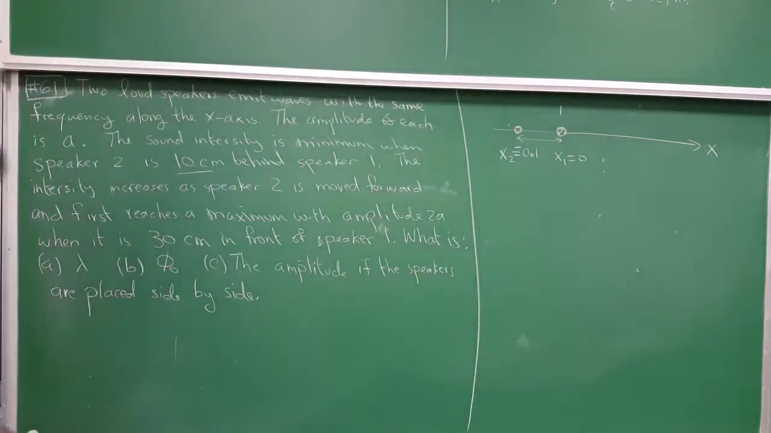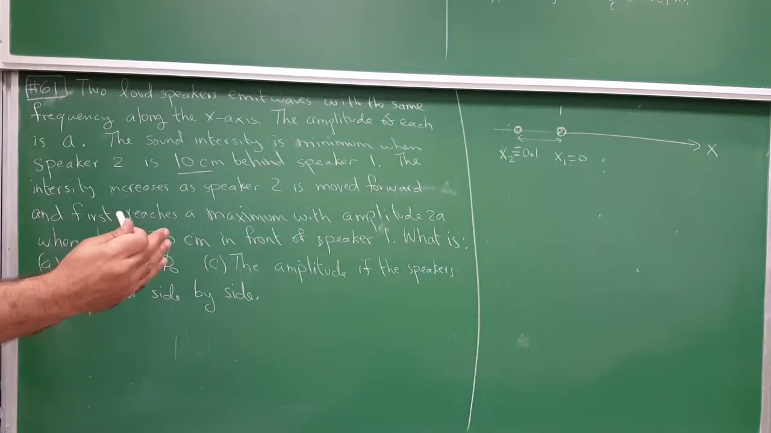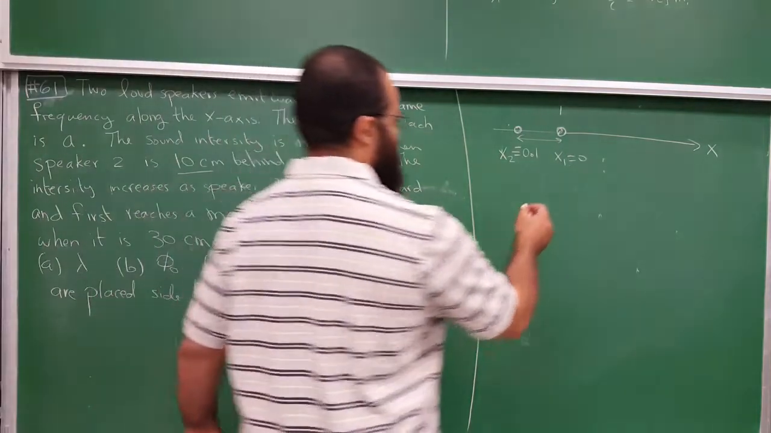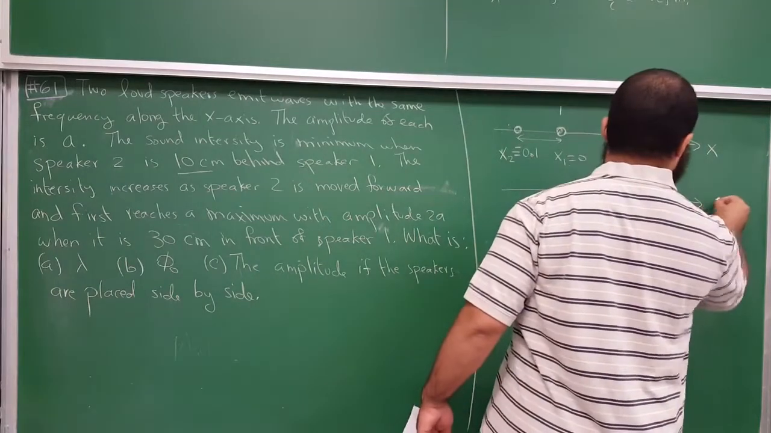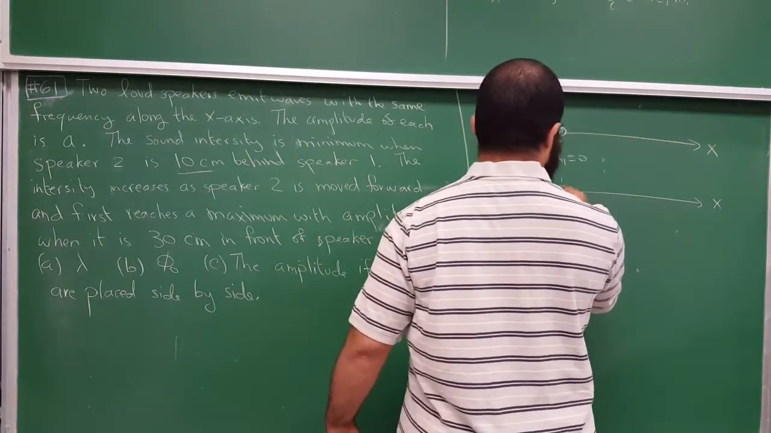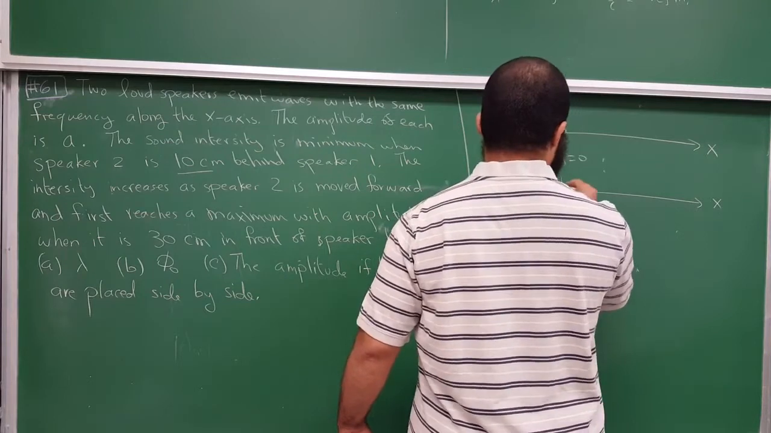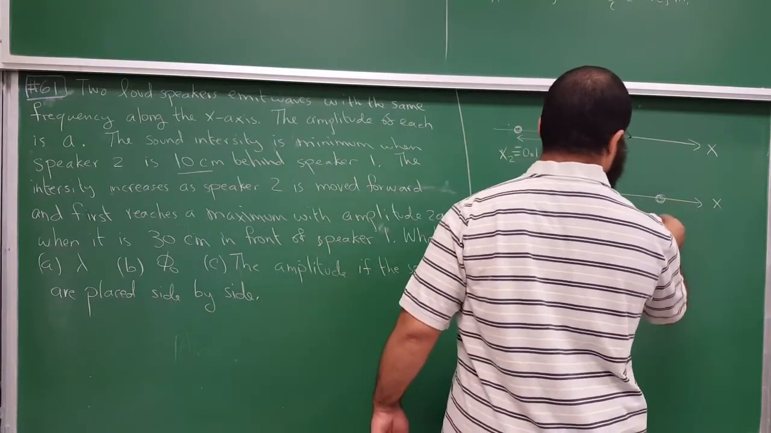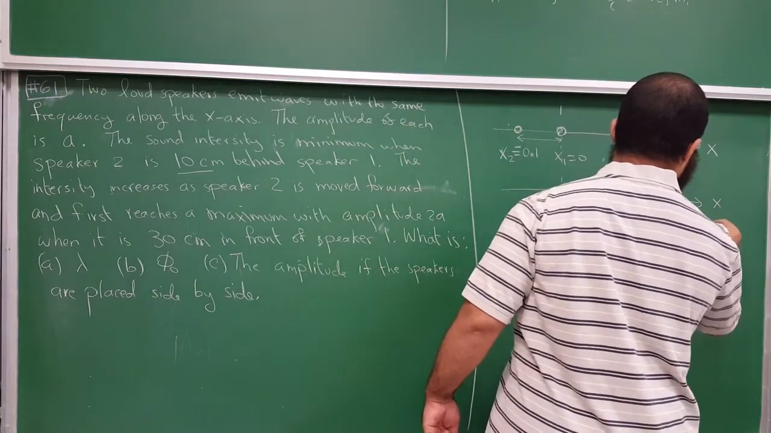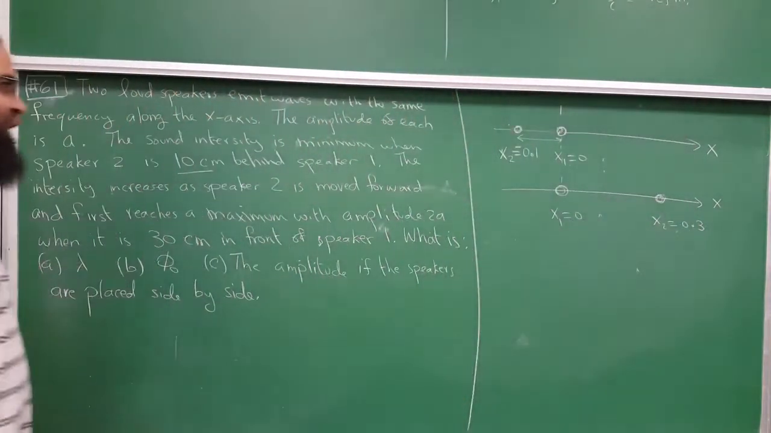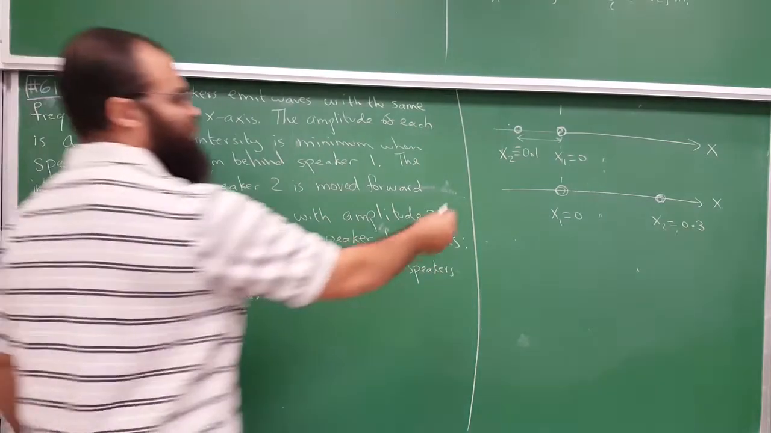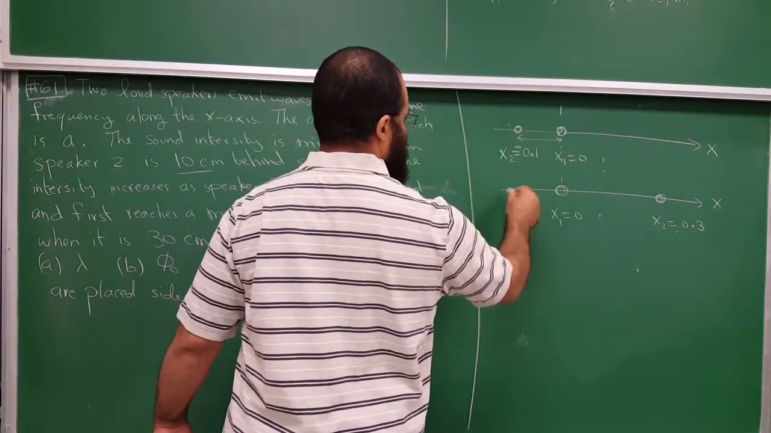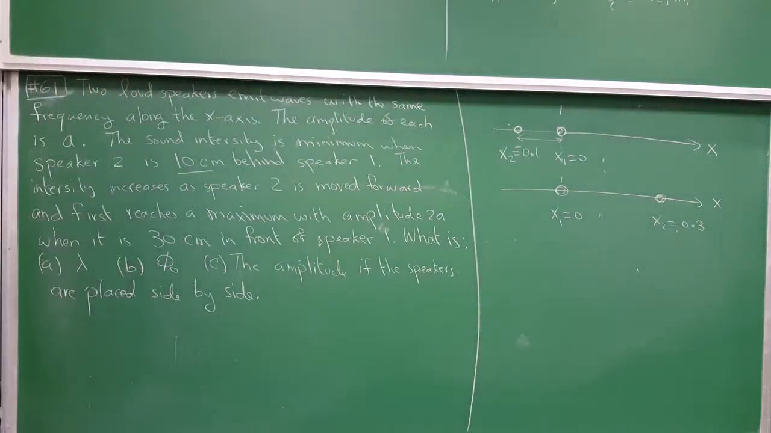Then you start moving speaker 2 slowly until it becomes constructive interference. So let's redraw the same thing. Here's the x-axis. x1 is still here. x2 is now moved here in front of it. x2 is 0.3 meters, so 30 centimeters. Now it's constructive. At the beginning, when they have this configuration, it's destructive. When they have this configuration, it's constructive interference. And they give us a few questions. What is the wavelength? What's the phase? And what is the amplitude?